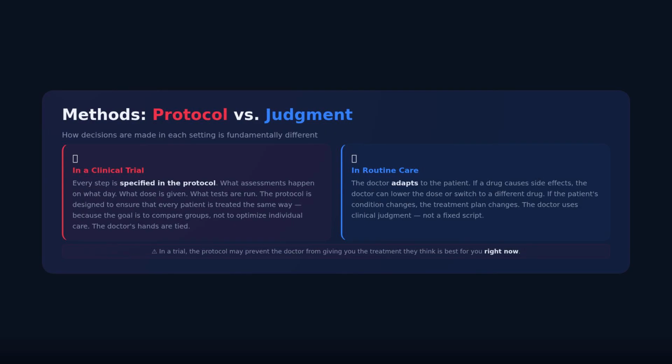Methods differ too. In a trial, every step is specified in the protocol: what assessments on what day, what dose, what tests. The protocol treats every patient the same to create comparable groups. In routine care, the doctor adapts to the patient. If a drug causes side effects, the doctor changes the dose or switches medications. The doctor uses clinical judgment, not a fixed script.